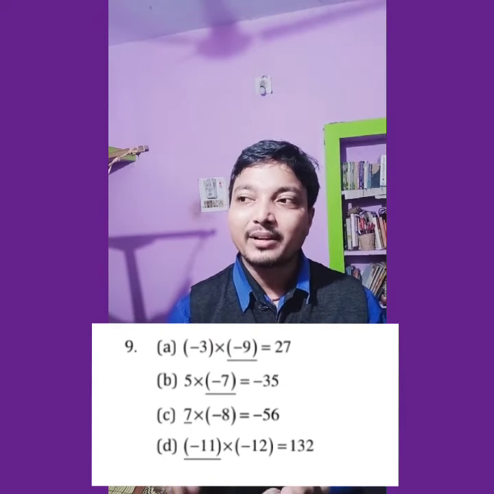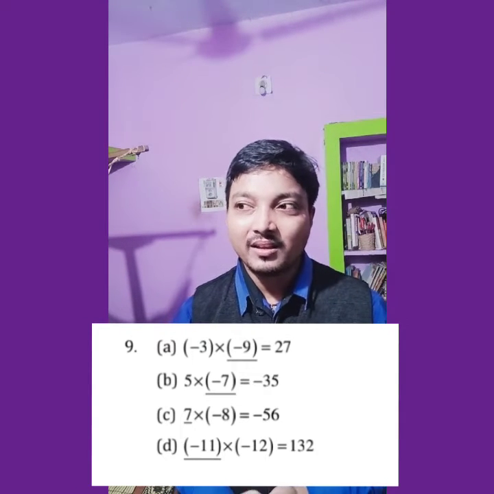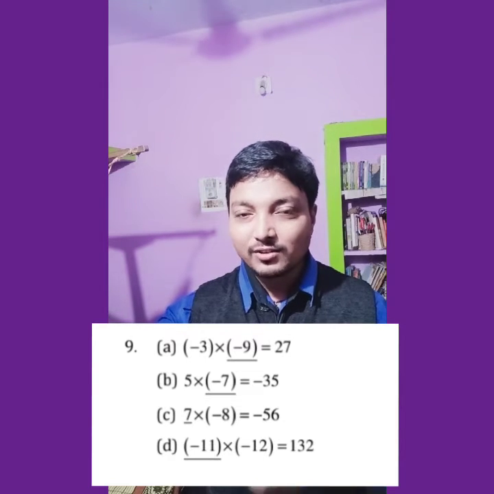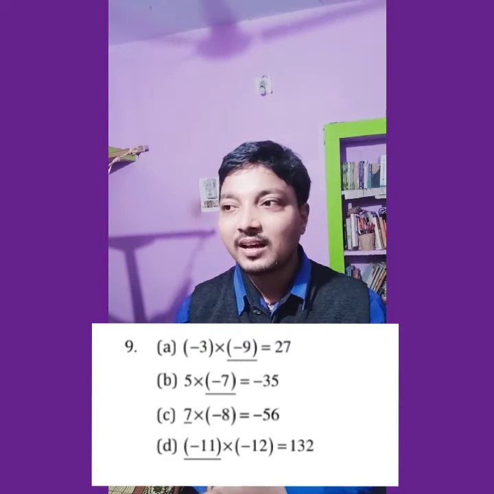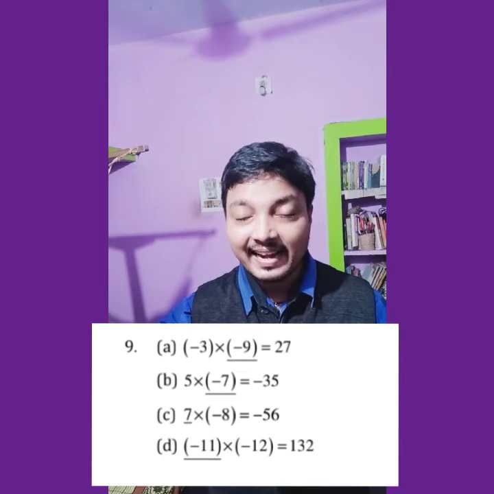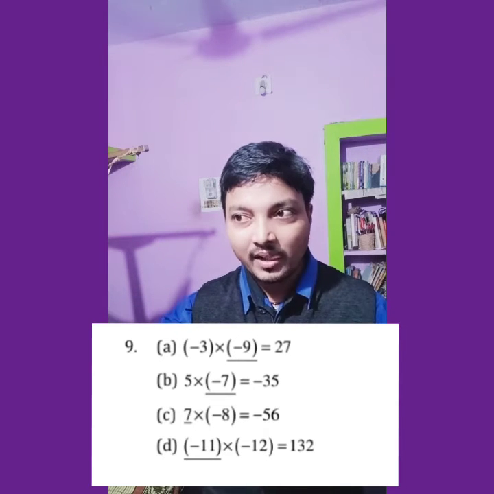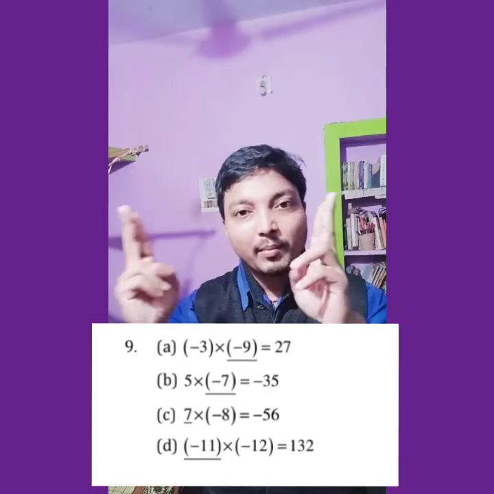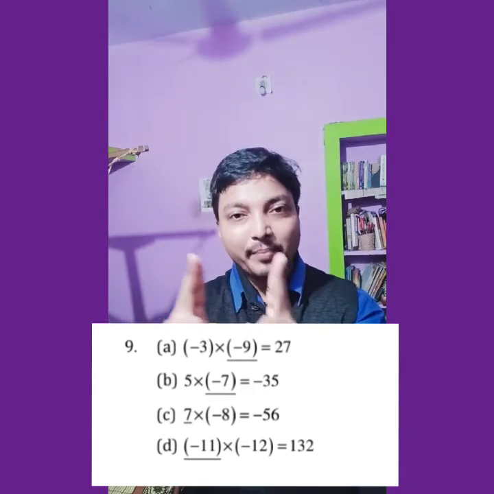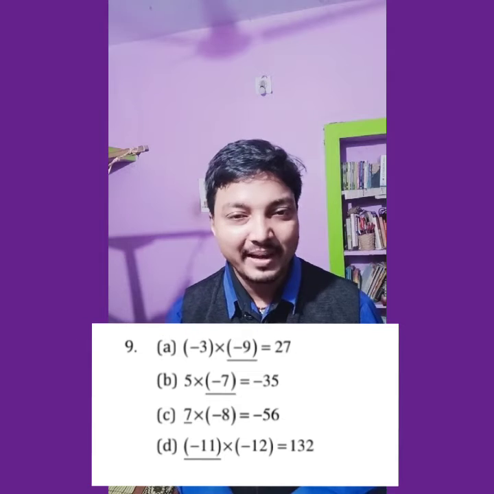Next question: 5 into how much equals minus 35? So I want 35, the product without the sign. 5 must be multiplied with 7 to become 35. Then balance the sign: the right side product is negative, so positive multiplied with negative gives a negative product. So 5 into minus 7 equals minus 35.